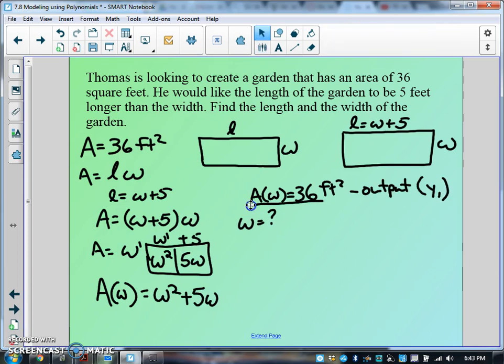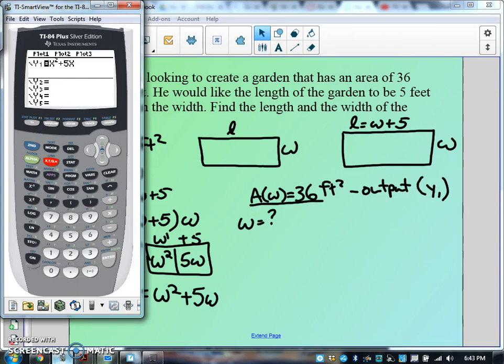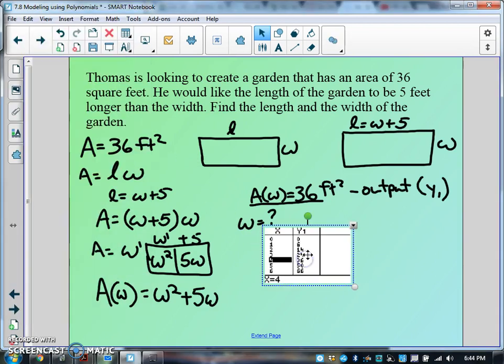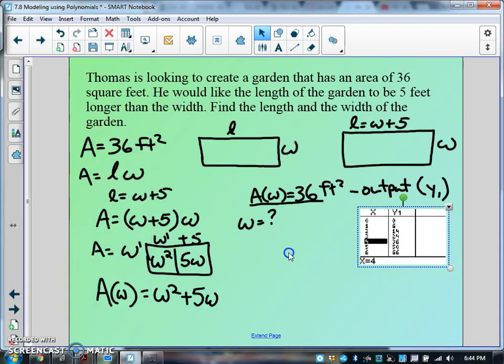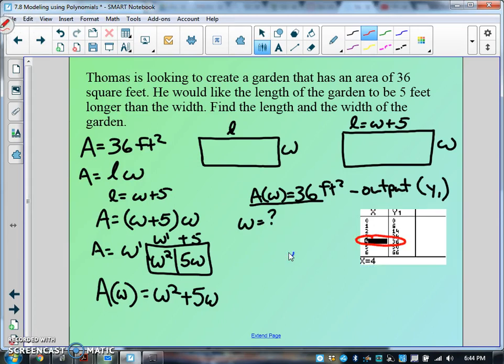So again, now that I've entered in my formula, I'm going to go to second, graph, and that's going to bring up my table. I am looking for an output of 36, so I scroll down here and I see that at a width of 4, my area is 36 square feet. So again here, I see that with a width of 4, my area is 36. So I know that W now is equal to 4.